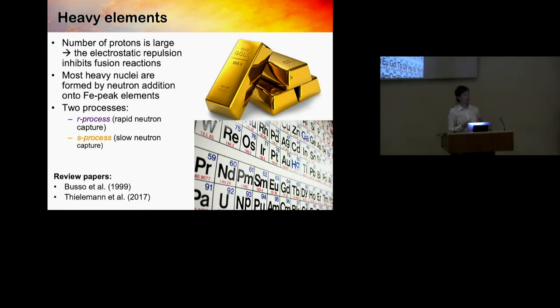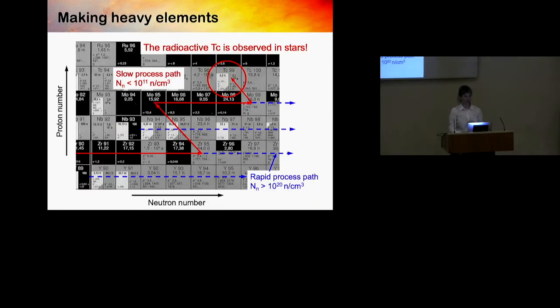We think we've identified two processes in nature, the rapid process and the slow process. And I'll try and convince you there might be a third process in this talk. So how do the S and R processes occur? This shows a section of the chart of the nuclides, which is really what I use more than the periodic table, because I'm interested in the behaviour of individual isotopes.